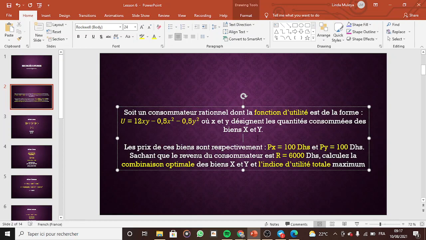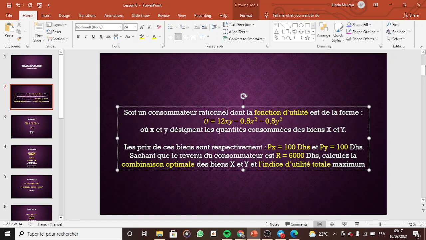Well done. Okay, so the important things to consider in the question we have before us, first of all, is the function of utility. In this case, u is equal to 12xy minus 0.5 x squared minus 0.5y squared.